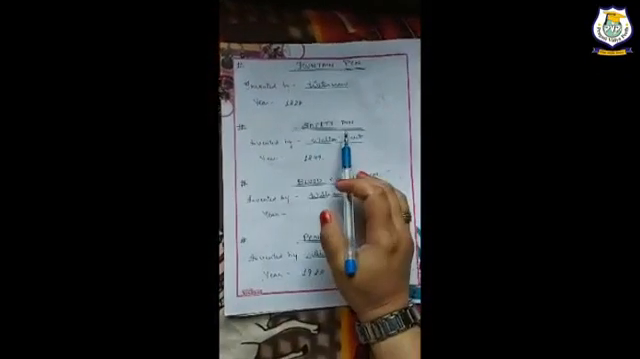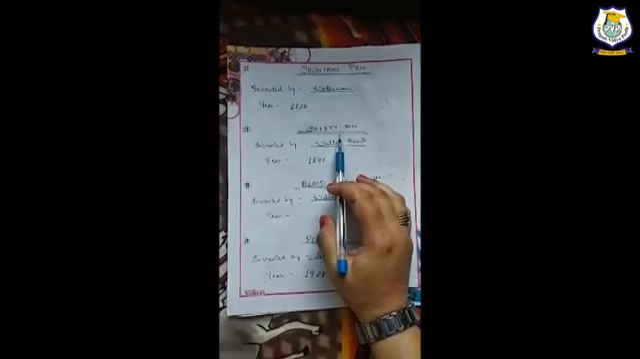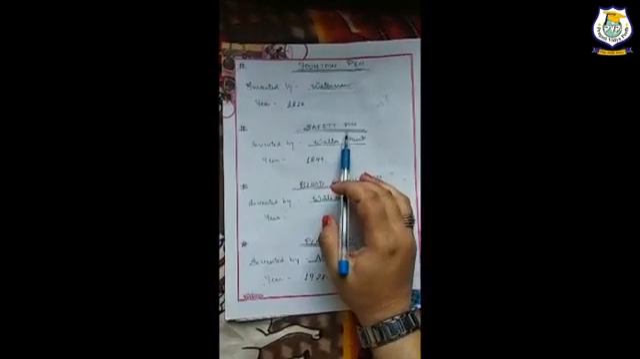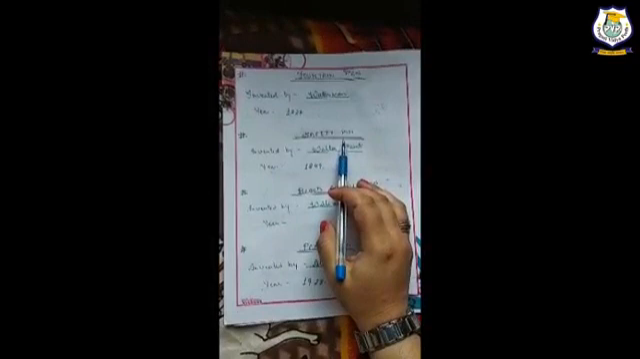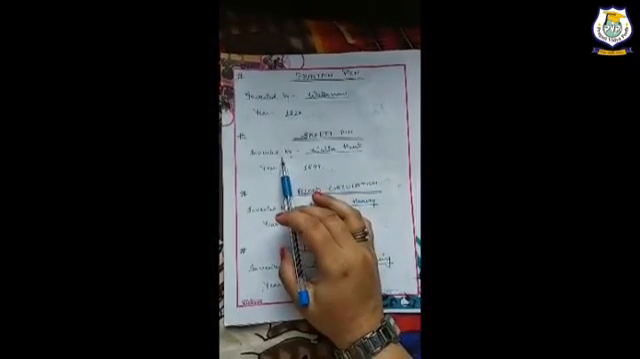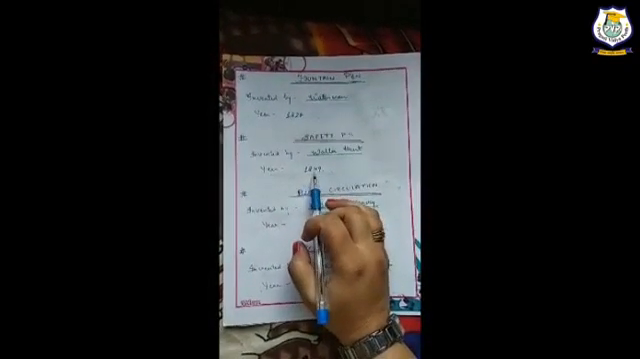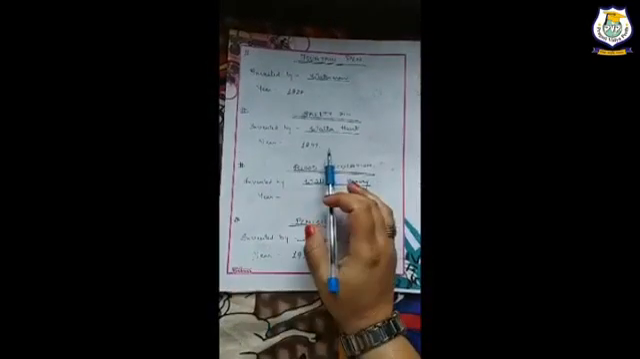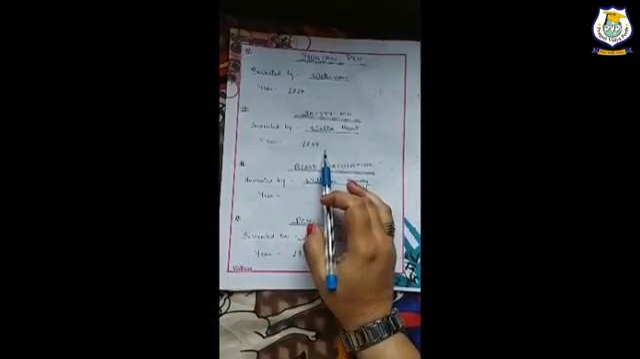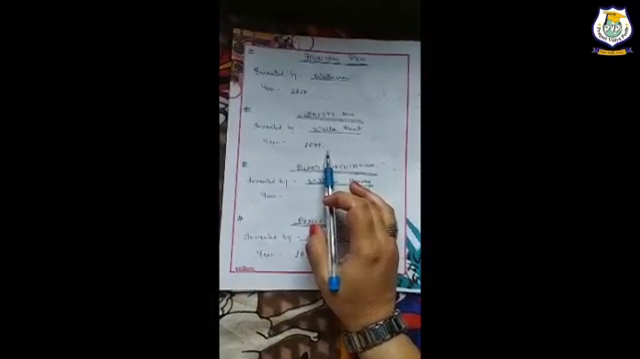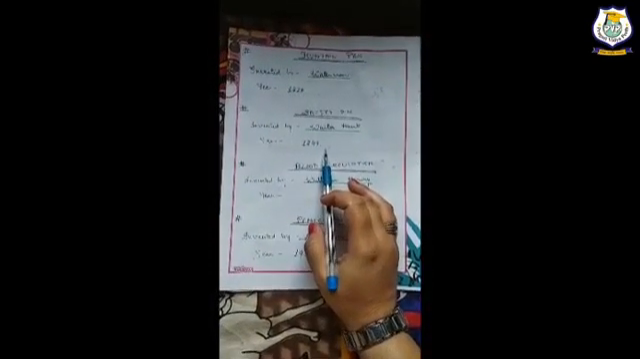Now, our next invention is safety pin. You all are aware about it. It is invented by Walter Hunt in 1849. And it resembles the same structure which we are using nowadays.